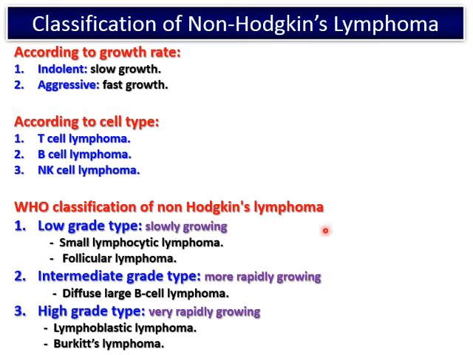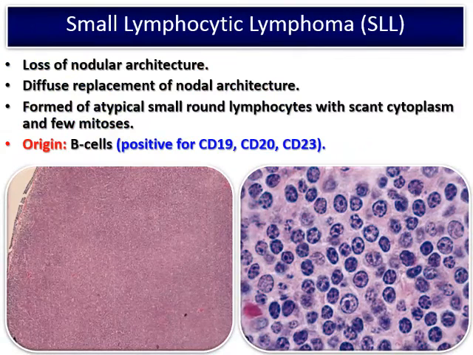So follicular lymphoma and small lymphocytic are types of low grade lymphoma. Diffuse large B cell is a type of intermediate grade lymphoma. Lymphoblastic and Burkitt's are types of high grade lymphoma. Small lymphocytic lymphoma is a variant of low-grade lymphoma. We have loss of nodal architecture, no lymphoid follicle, the normal lymphoid follicle pattern not present, and replacement of nodal architecture by the presence of small lymphocytes. Usually it arises from B lymphocytes, which are positive for B cell markers or B cell immunostains like CD19, 20, and 23.